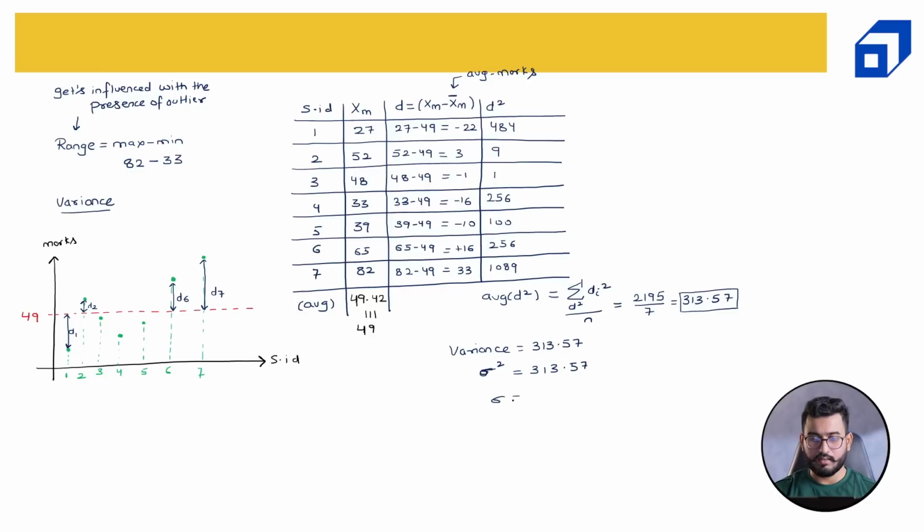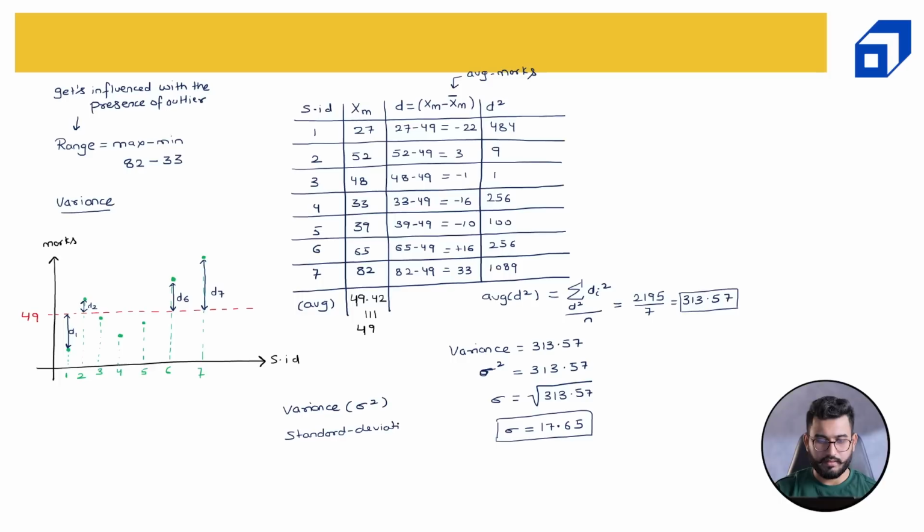So my sigma will be square root of 313.57, and this would get us 17.65. This is my sigma. Now what is the meaning of this? Now sigma square is my variance, while sigma is my standard deviation. Standard deviation is my sigma.